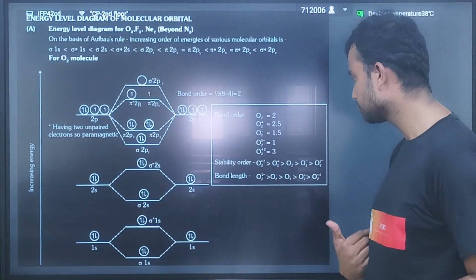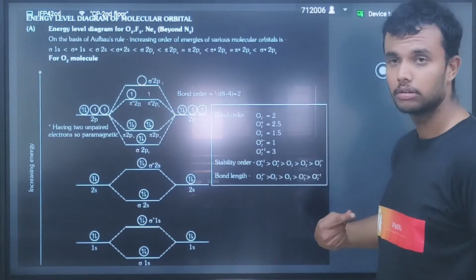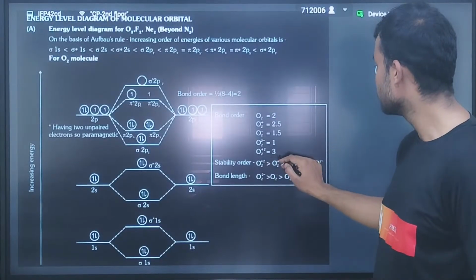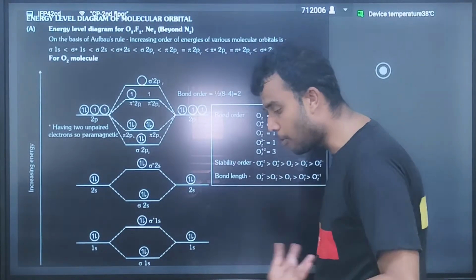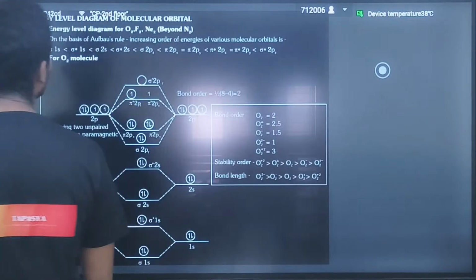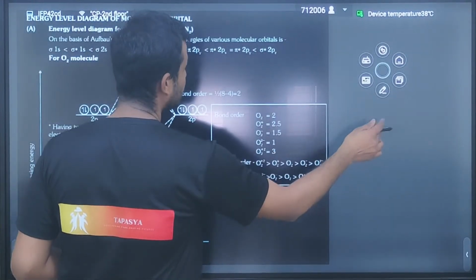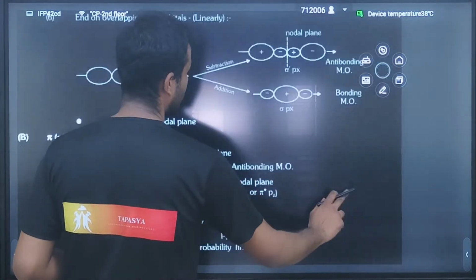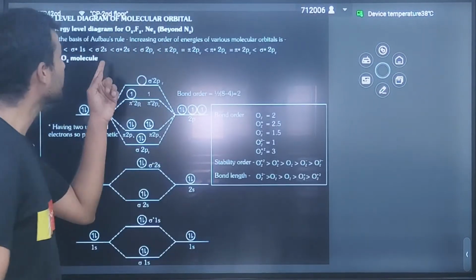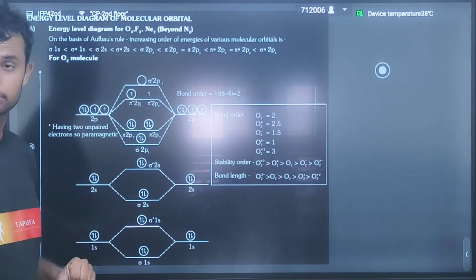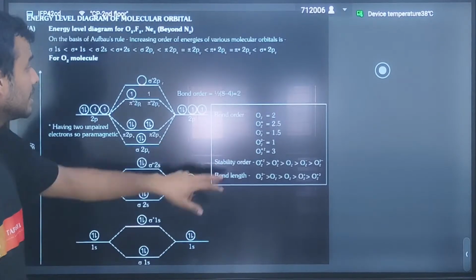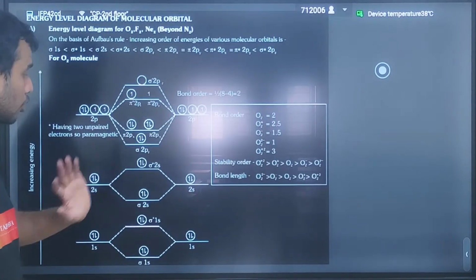We can say that O2 plus 2 bond order is 3. If more bond order, more stability of the molecule. Here, my dear students, we have an important thing about the energy level diagrams. Look here, this is the energy level diagram of the bond orders. I hope you got some idea about it.